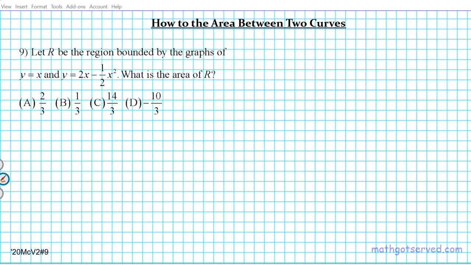For question number 9, we've been tested on how to find the area between two curves. Question 9 reads, let R be the region bounded by the graphs of y equals x and y equals 2x minus 1/2 x squared. What is the area of R? So let's go ahead and write down the formula that's going to guide our problem solving process, the formula for finding the area between two curves.